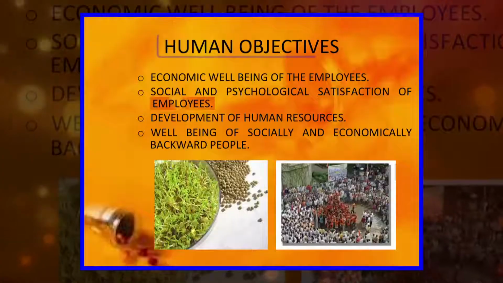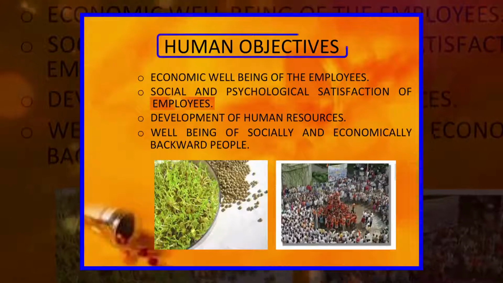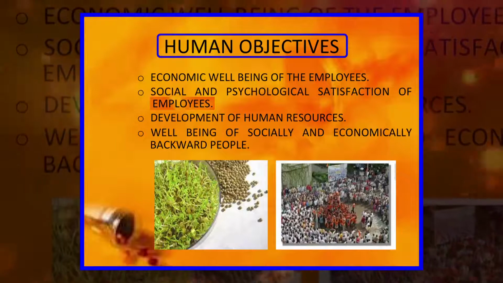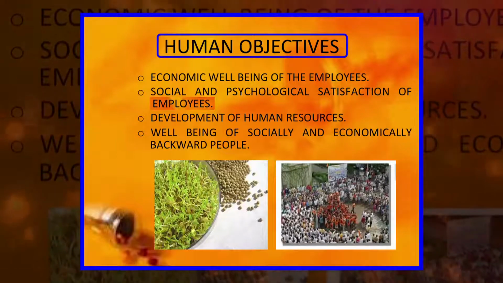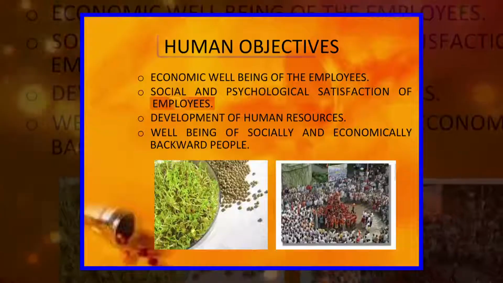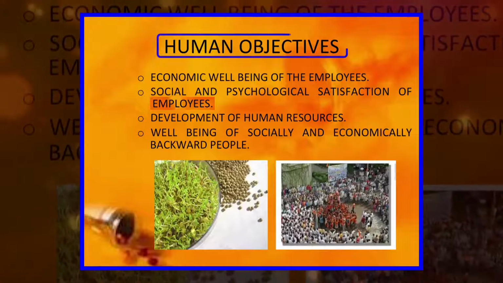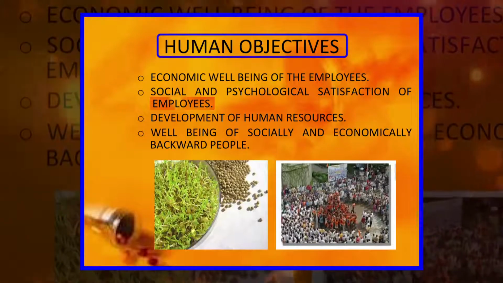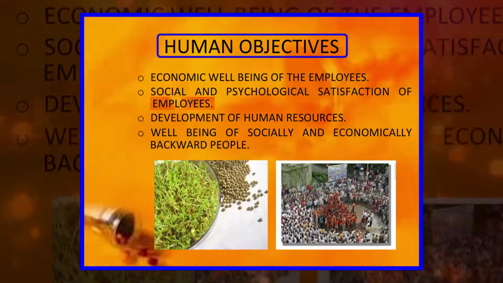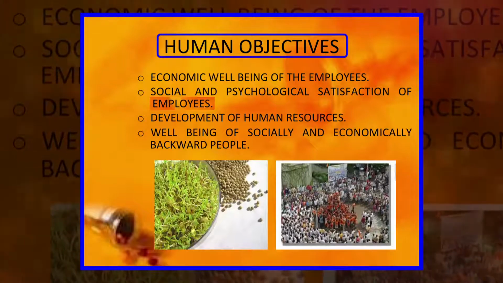Third one is development of human resources. Employees as human beings always want to grow professionally. Their growth requires proper training as well as development. Next is well-being of socially and economically backward people. Business units, being inseparable parts of the society, should help backward classes and also people who are physically and mentally challenged. The next objective is national objectives.